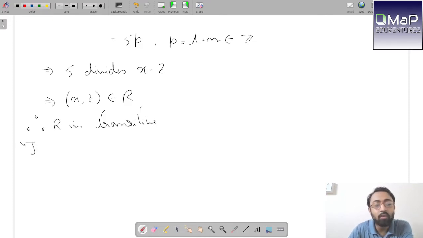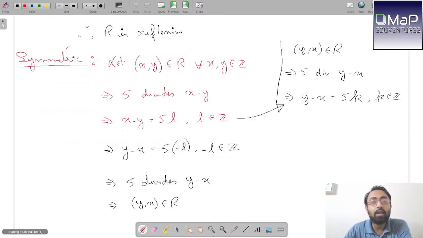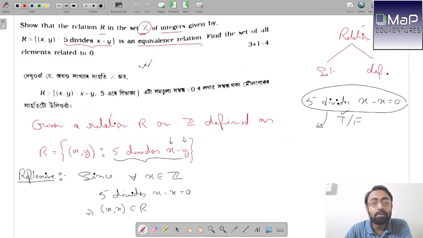Thus now we can conclude that R is an equivalence relation. There is an equivalence relation. Okay, so the first part has been completed. Now let us see the second part.